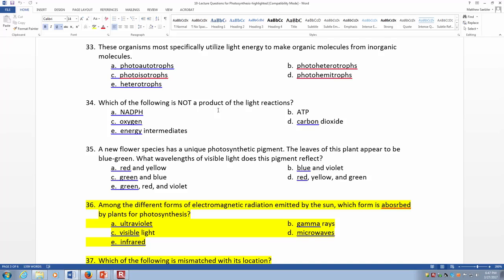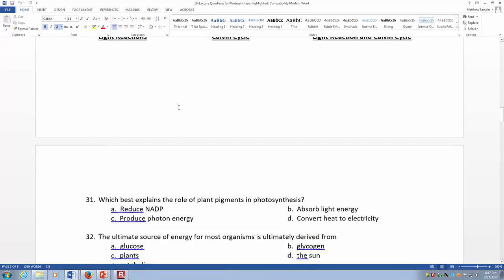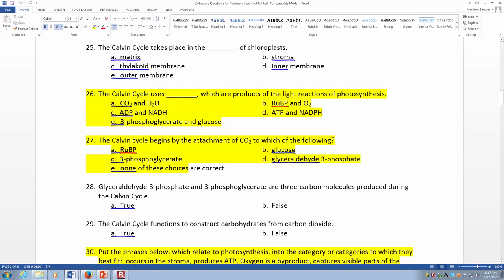Okay, other questions though from the lecture questions? 27? So 27, the Calvin cycle begins by the attachment of carbon dioxide to which of the following? Right, A, so that was A, ribulose bisphosphate. Yep. 15.